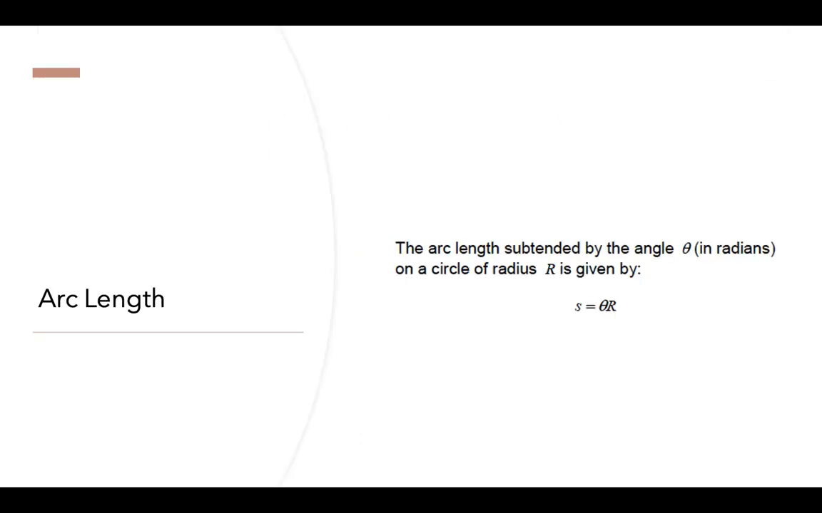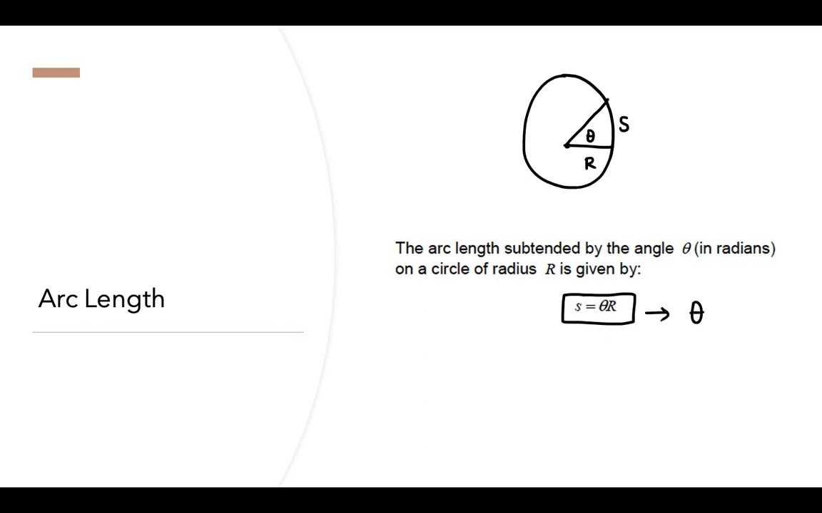Next, arc length. Sometimes in the question, they may ask you to find the arc length. So arc length is represented using this formula. Okay, so we saw from the previous note that this is the radius and this is the arc length. Okay, and this is theta, the angle. So I can rearrange this. If I'm looking for theta, theta is equal to the arc length over the radius.